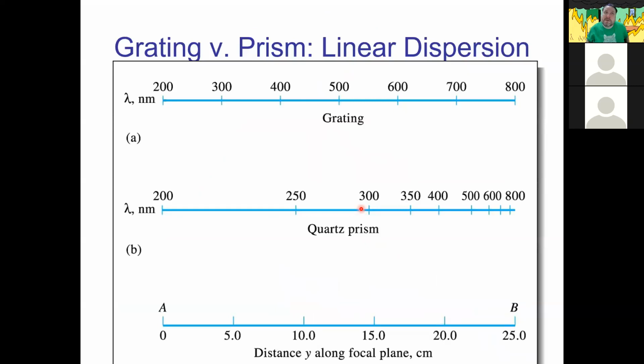There are pros and cons to a grating versus a prism. One of them is the linearity of dispersion. So if you look at a prism, and what's coming out of the prism, you've got 200 nanometer light over here, then 250, then 300, then 350, then 400, then 500, then 600, then 800. And all of those red wavelengths of light get bunched up at the end. That has to do with how a prism works. Right? So the red light is affected or bent less than the blue light. That's part of why the sky is blue.